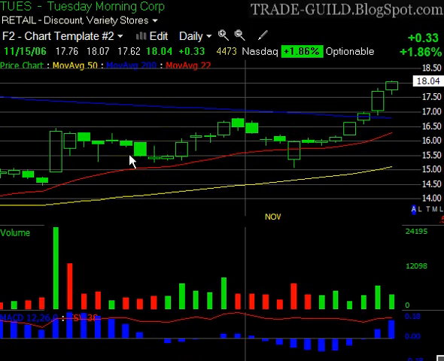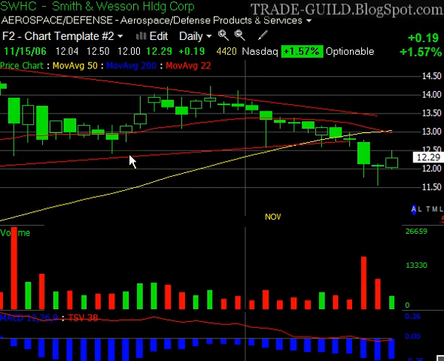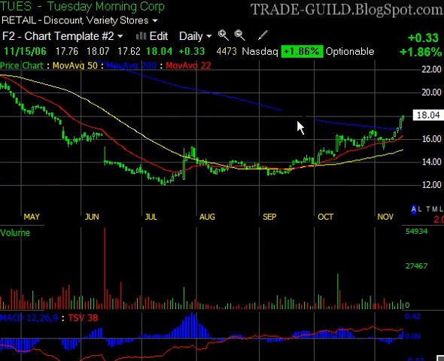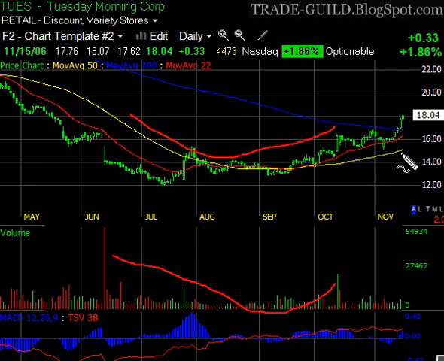Let's see, we have our final pick here, I think. Yep, final pick is TUES, Tuesday Morning Corporation. And actually, I hate to call it a pick. It's not really a pick, it's just an idea. So, again, you know me, I love these rounding bottoms, and we got that rounding bottom there. And I like crossovers, the 22 over the 50 and the 50 over the 200. So, this looks like a pretty interesting stock here.